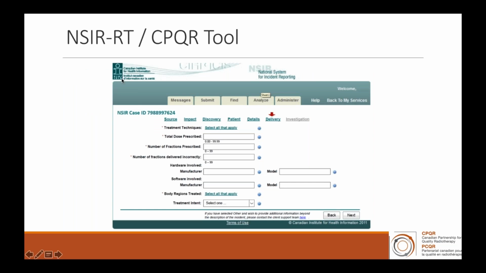Essentially, NSER-RT is a centralized Canadian database where each incident can be reported in a very structured way, such as the treatment technique, total dose prescribed, and so on, so that the incident can be analyzed in very thorough detail. And given that the database is in a Canadian federal agency, we abide by Canadian laws and have high security for patient-related data.